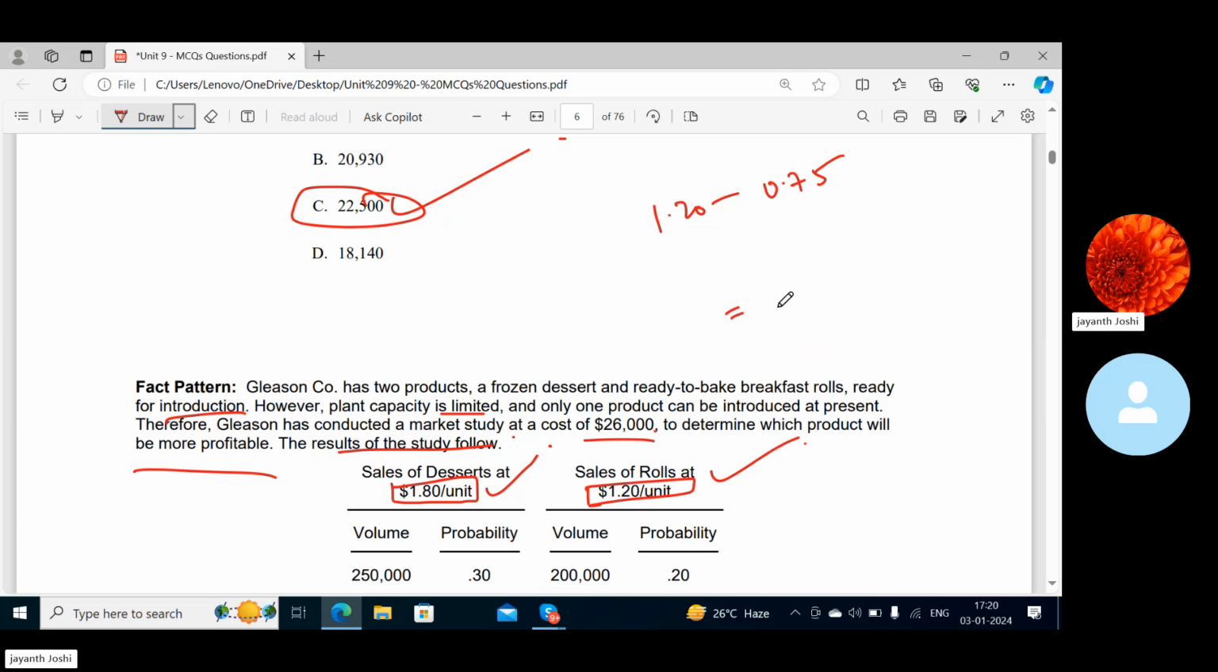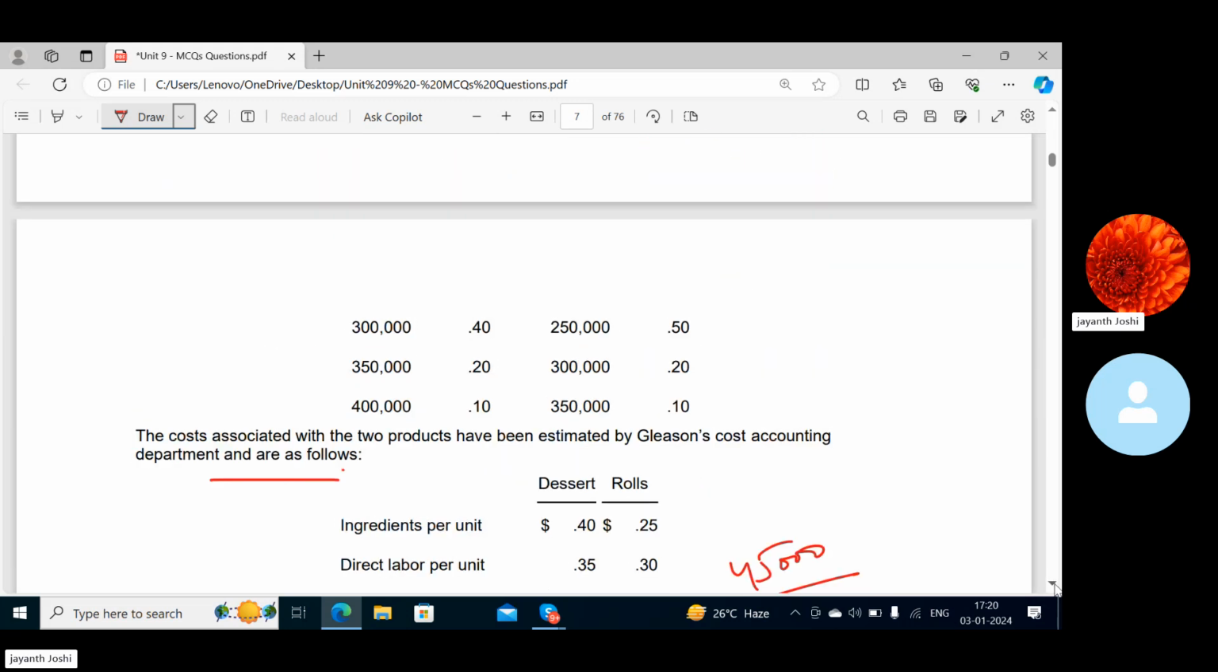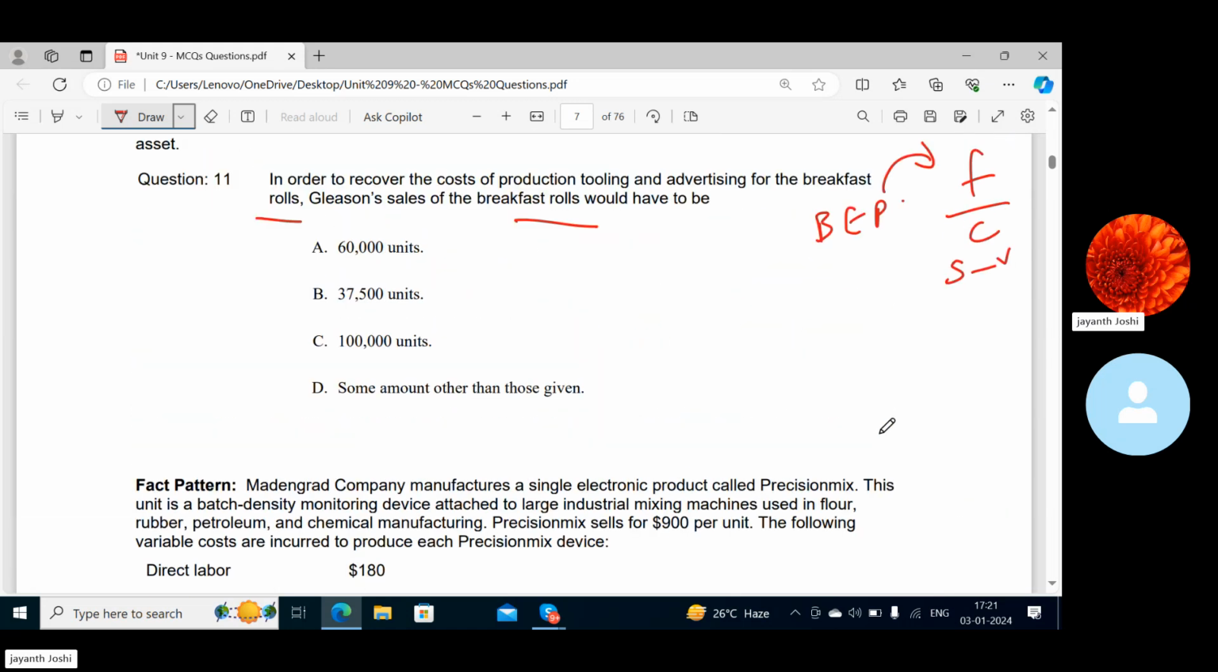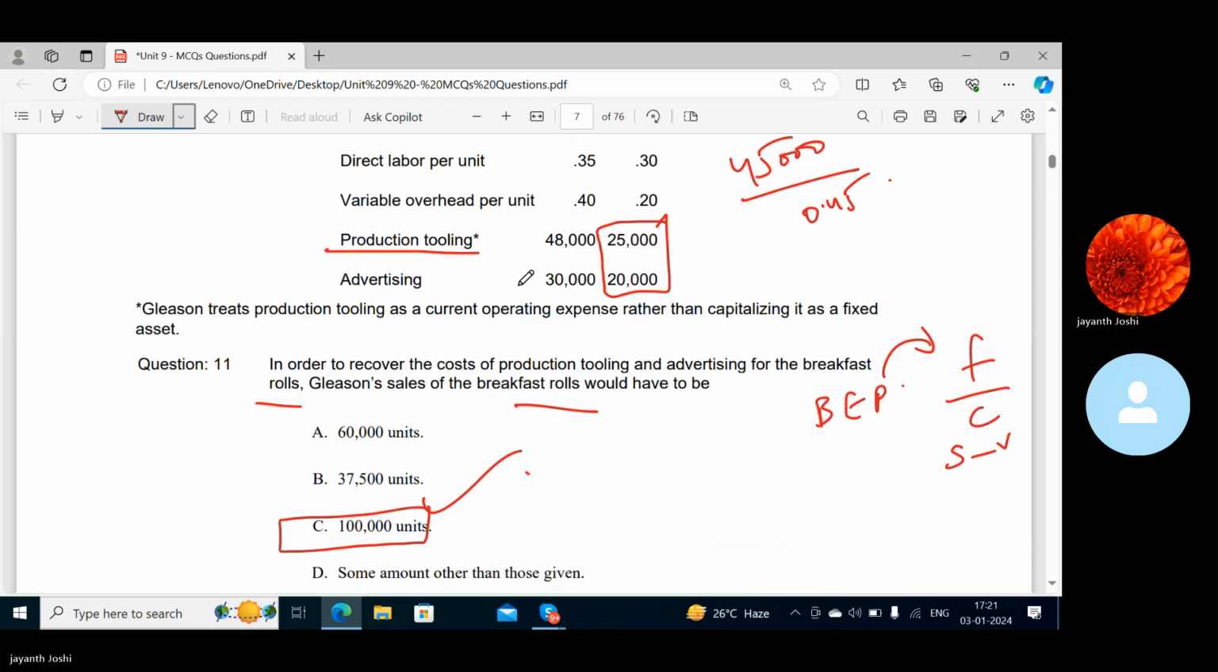The contribution is 0.45, sales minus variable cost. Fixed cost 45,000 divided by 0.45 is going to be 1 lakh, 100,000 units they will sell to break even. Okay, shall we move forward? I'll note it down.